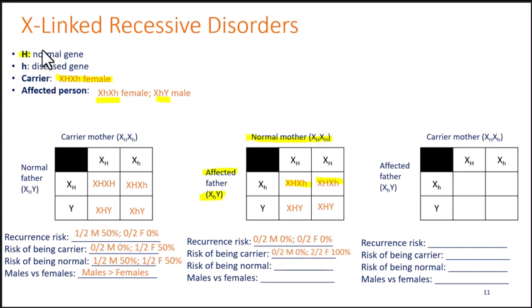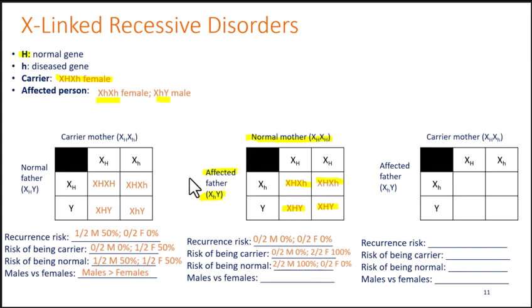Risk of being normal, we need those capital H's, so we've only got a situation for the males, so the males have a 100% chance of being normal, and the females have a 0% chance of being normal. And remember, normal means that they don't have the disease and they're also not a carrier. They may phenotypically look normal, but they're not considered normal if they're a carrier in this context. So 2 out of 2 chance that the male will be completely normal, not a carrier, not having the condition, 0 out of 2 chance for the female.